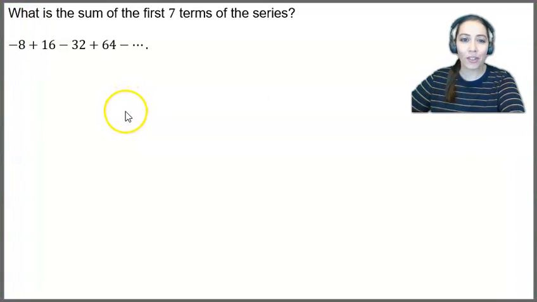What is the sum of the first 7 terms of the series? -8 plus 16 minus 32 plus 64 minus ... How do I find the sum of the first 7 terms of the series?